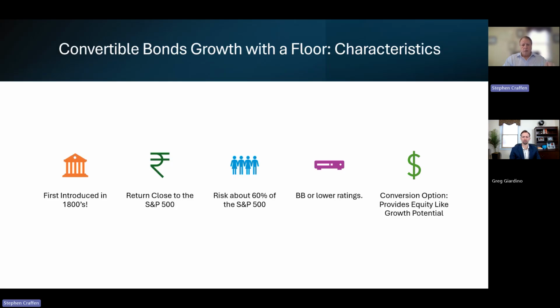With a convertible bond, you can actually profit from the growth in the stock of the company. And what happens with a convertible bond, you'll see in a minute, we have a graph that shows you this. When the price of the stock goes above a certain level, you're going to see that the price of the bond tracks the price of the stock. So it's a really interesting instrument. So we've seen that the risk is about 60% of the stock market, with a return, as you'll see in a minute, that is really, really close to it.